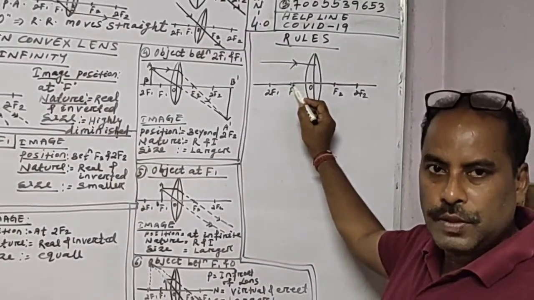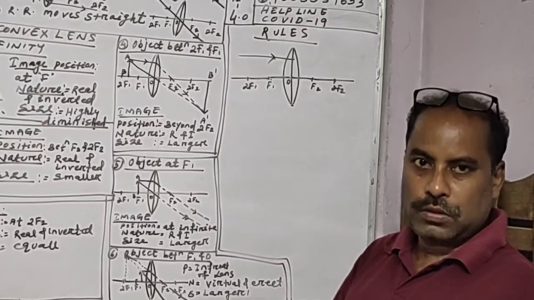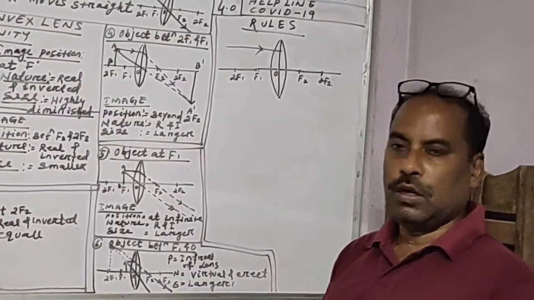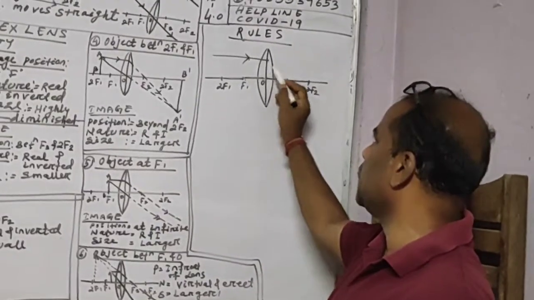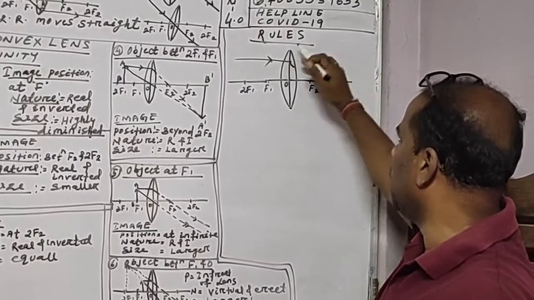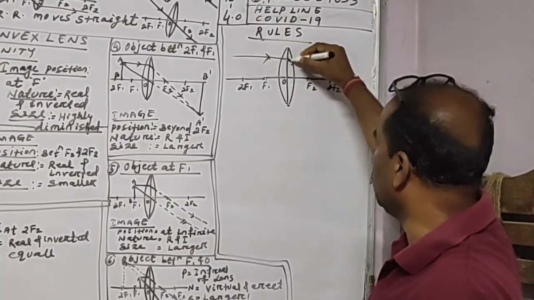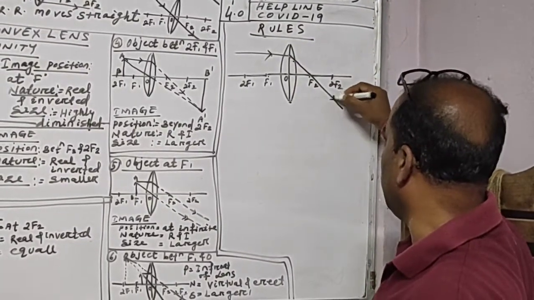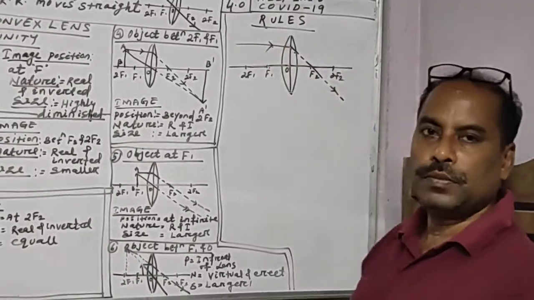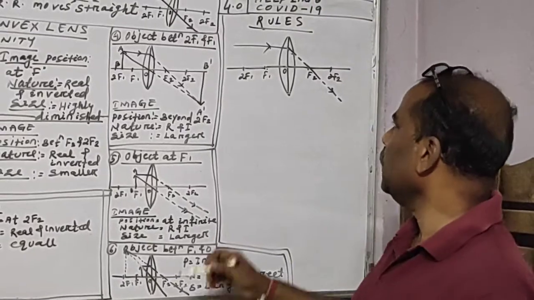Now, when the first incident ray, this is the incident ray, comes parallel to the principal axis, then after refraction, because it is a transparent object, the light can pass out. So that is called the refraction. After refraction, the light will bend through F2. It will pass through F2. This is the refracted ray. This is known as the incident ray.